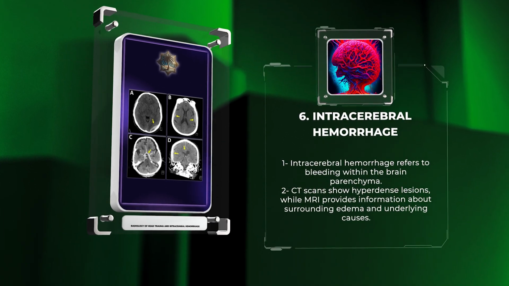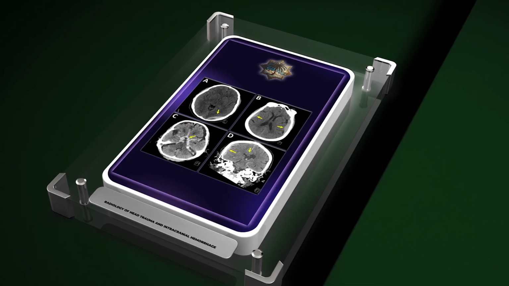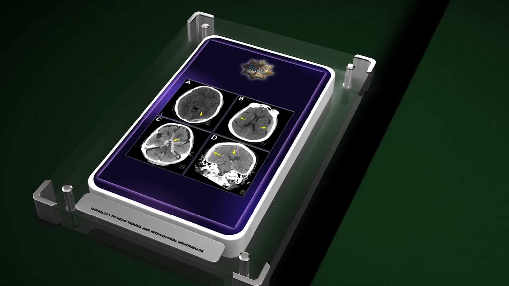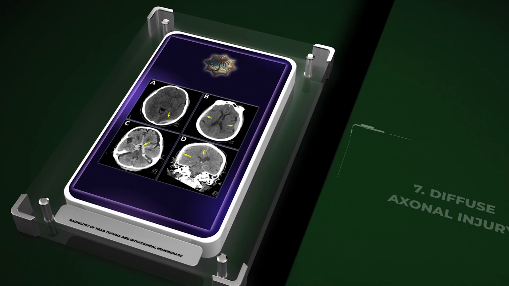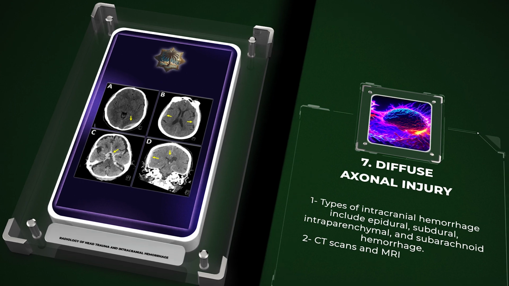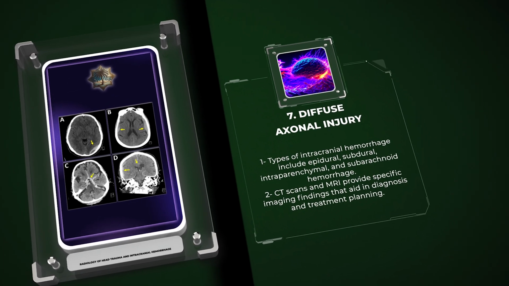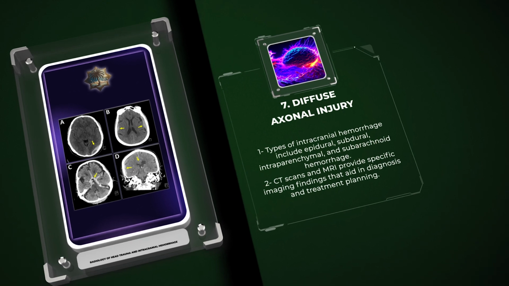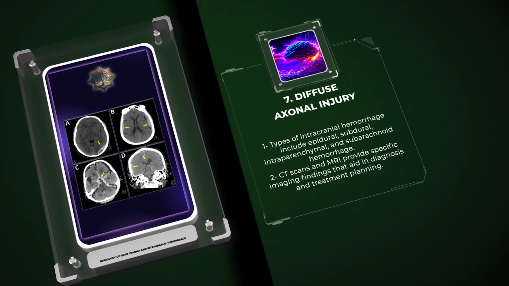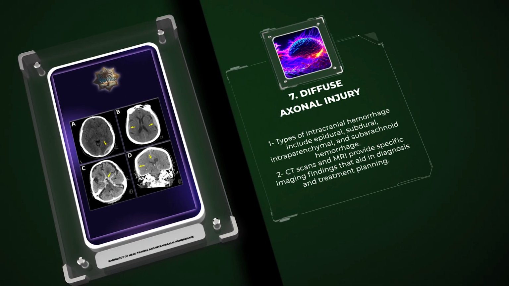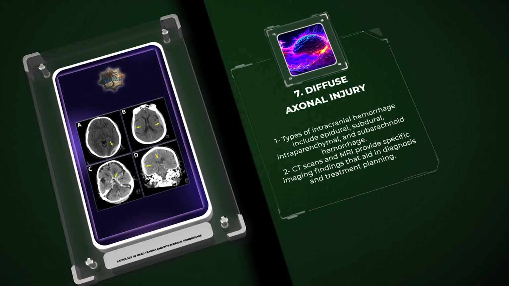Now, let's proceed to our seventh topic. In this video, we will cover intracranial hemorrhage, which is bleeding within the skull. It can be caused by traumatic brain injury or other medical conditions. There are various types of intracranial hemorrhage, including epidural, subdural, intraparenchymal, and subarachnoid hemorrhage. Each type has specific imaging findings that aid in diagnosis and treatment planning.